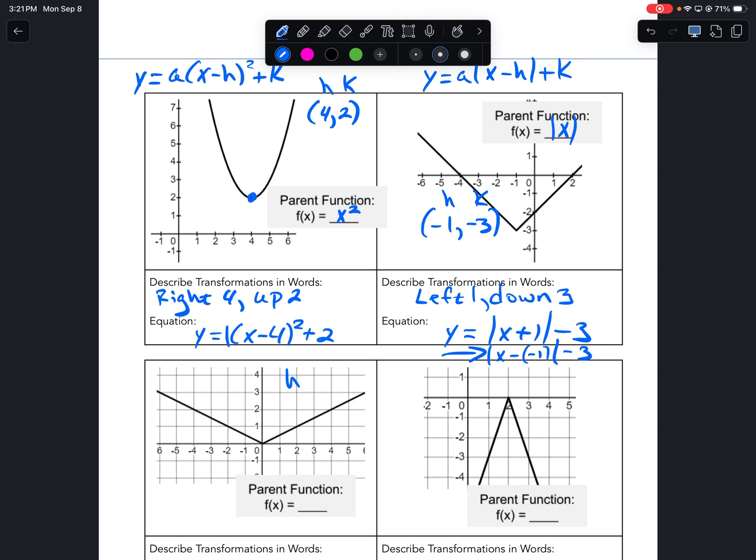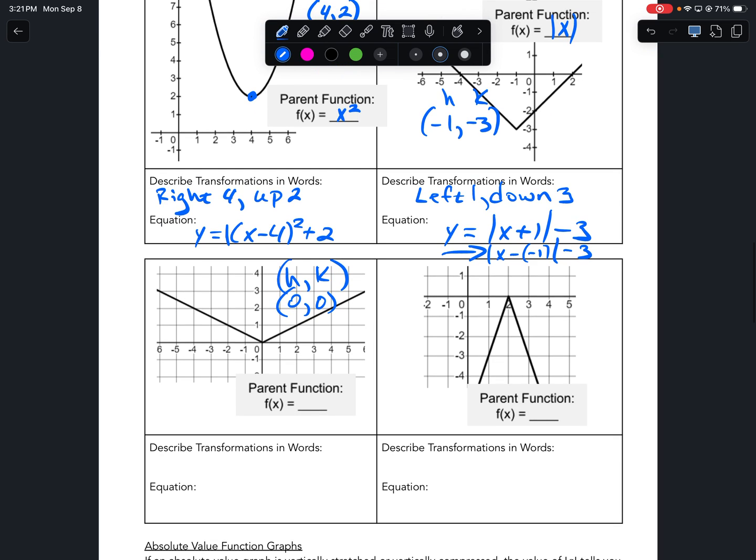So right here, h and k. Leah, what's h and k on that equation? h is 0. Good. Way to pull it out. Good job.